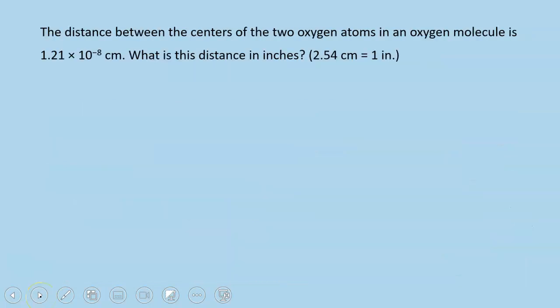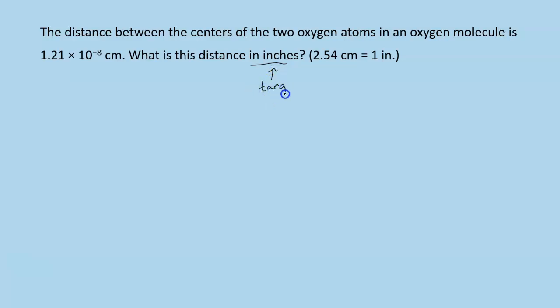Okay, so let's go through some examples of this. In the first example, the distance between the centers of the two oxygen atoms in an oxygen molecule is 1.21 times 10 to the negative 8th centimeters. What is the distance in inches? Sometimes the easiest thing to find is the target. What is the question asking for? And it's asking for distance in inches.